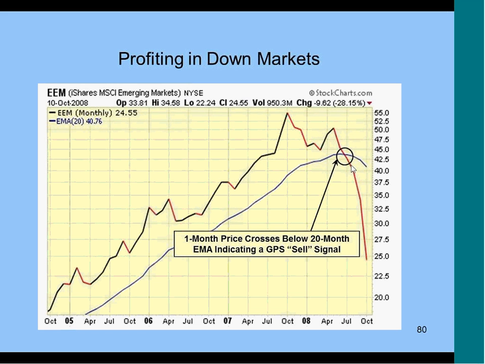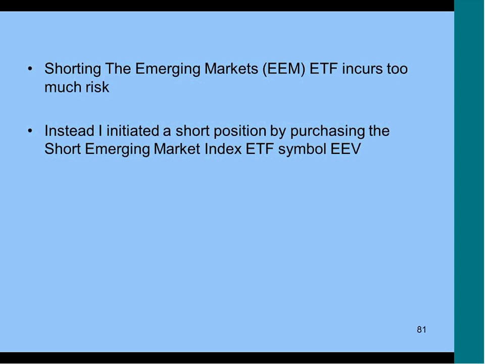So I found over time that shorting a stock or an ETF incurs too much risk. So what I did to take advantage of this sell signal was I simply bought the short emerging market index. This is an inverse ETF, symbol EEV, and this moves inverse to the emerging market ETF.